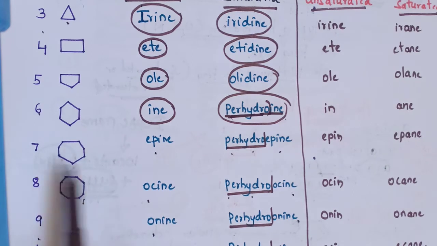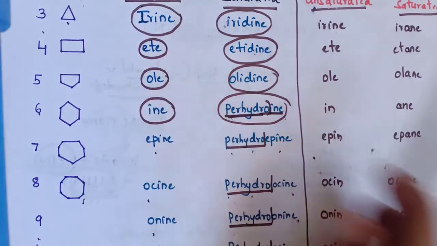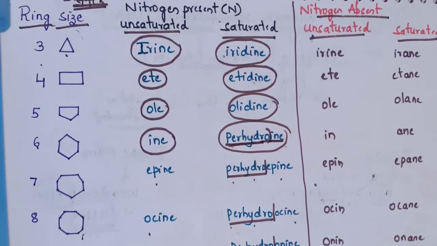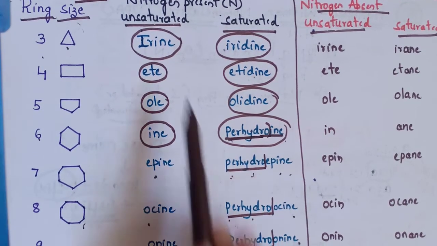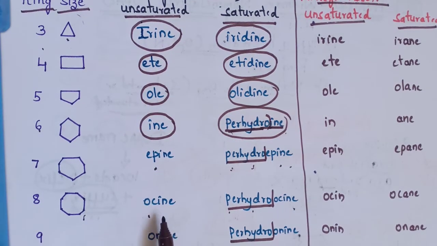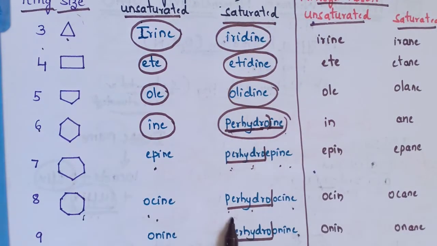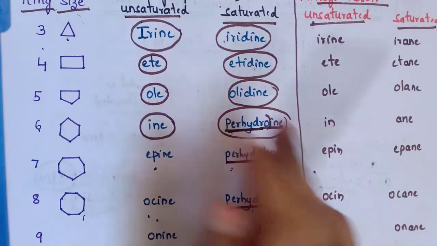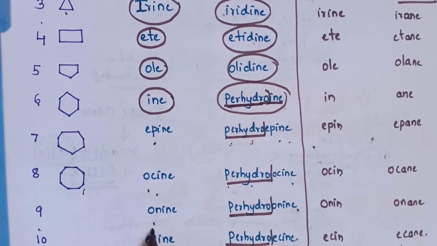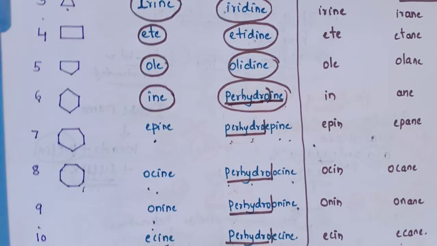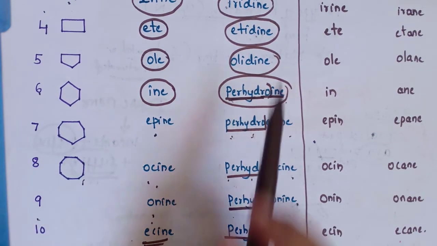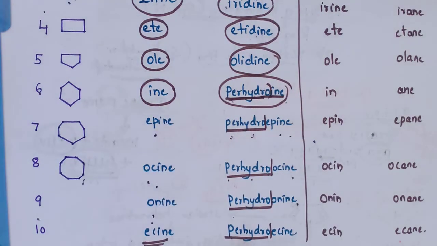That is, in the 7-membered ring, if unsaturated with nitrogen present, it is epine. Saturated, perhydroepine. Unsaturated with nitrogen present, ocine. Saturated, perhydroocine. And unsaturated with nitrogen present, it is called onine. And for the saturated compounds, it is called perhydroonine. And for the nitrogen-containing compounds in the unsaturated state, it is acine, and saturated, it is perhydroacine.